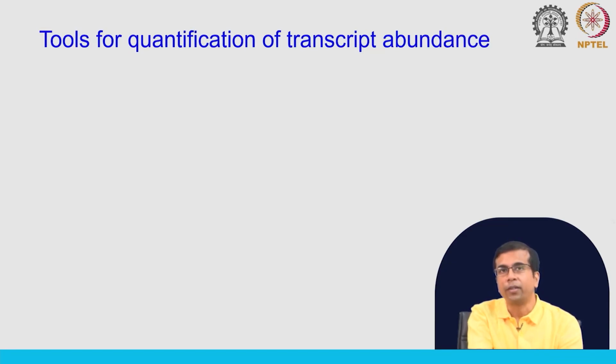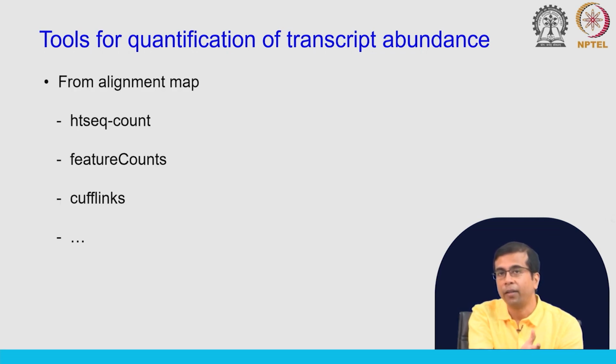I will just mention some of the tools that we use for transcript abundance. Cufflinks is one such tool; it does a lot of the assembly and then quantification of abundance, and this is very similar to StringTie that we just discussed. There are dedicated tools now that will do this transcript abundance estimation. From the alignment map we have HTSeq-count and featureCounts, which we will discuss in the next class. Cufflinks we have just mentioned, and on top of that you also have alignment-free methods. We will discuss what these methods are in the next class.